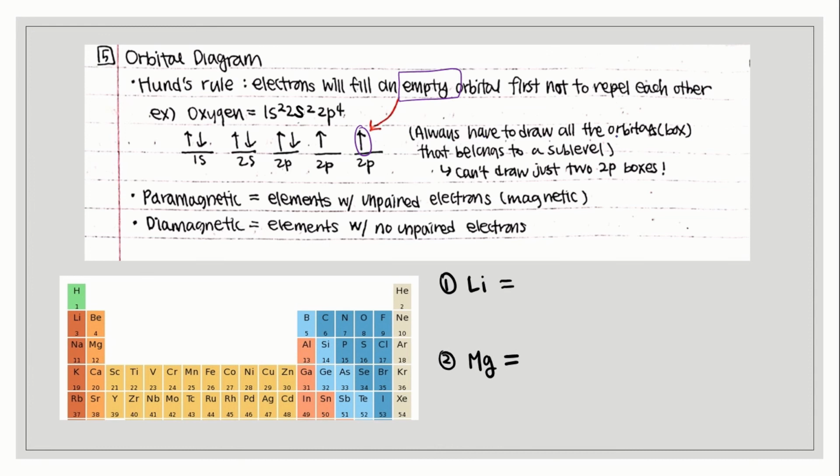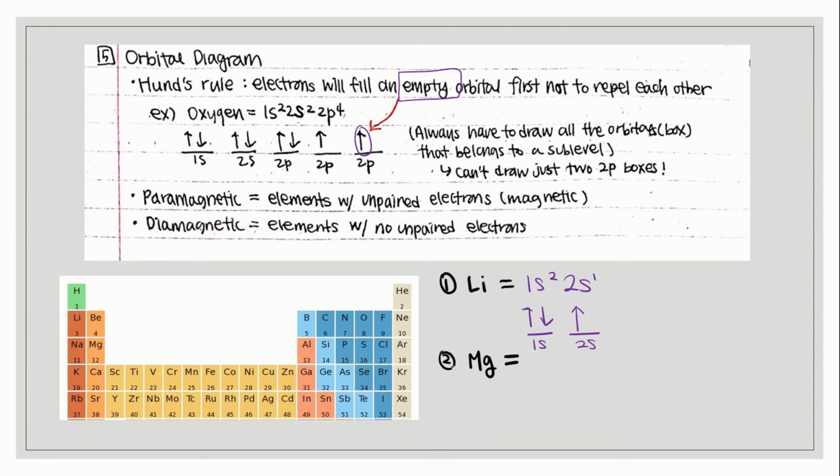And you always have to draw all the orbital boxes that belong to a sublevel, so even though no electron is located in the last 2p orbital, you would still have to draw it because there are 3 p orbitals. So for the practice, lithium, its electron configuration would be 1s2 and 2s1. And to draw the orbital diagram, you would have to draw 1s and 2s, and you need 2 electrons for the 1s orbital, and you would only need 1 electron for 2s because you only have 1 electron in the 2s orbital.